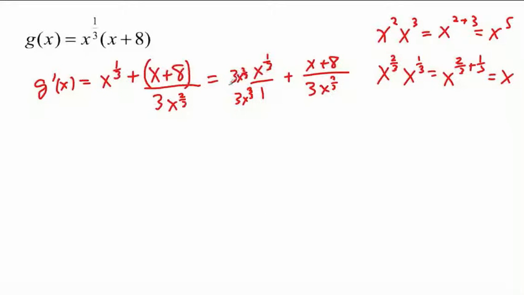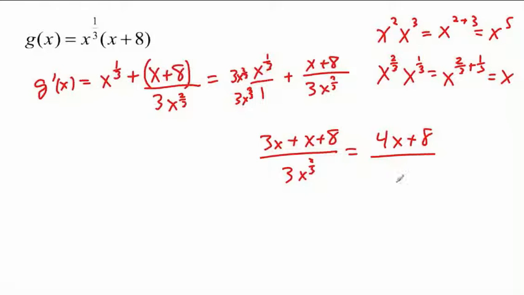So we end up getting 3x plus x plus 8 all over 3x to the 2/3. So this is going to be 4x plus 8, and now that I've gotten my common denominator and everything's fixed, I'm actually going to rewrite this as the cube root of x squared.